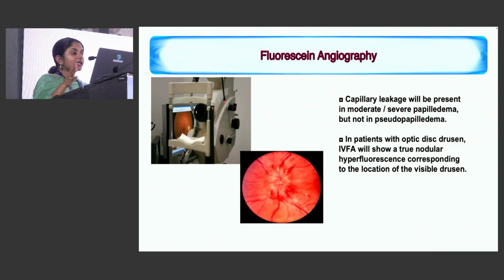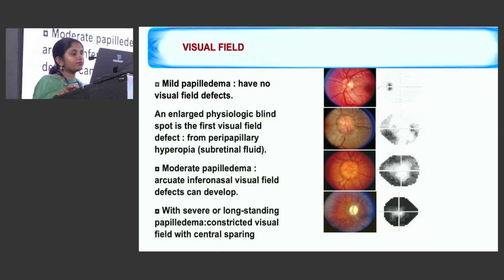As we already discussed, capillary leakage will be present in moderate to severe papilledema, but not in pseudopapilledema, as well as in visible drusen. IV fluorescein angiography will show a true nodular hyperfluorescence. Visual field, we already discussed: mild papilledema has no visual field defect, but an enlarged physiological blind spot is the first visual field defect. It is due to the subretinal fluid around the optic nerve.